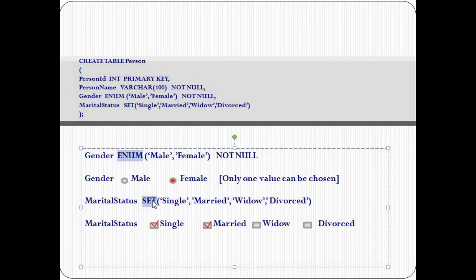But if we use the set constraint, it is possible to select multiple values out of its domain, and it is clearly indicated here. With the help of the set constraint, I am able to choose multiple values such as single and married both for the column named marital status. If I want to choose widow, I can tick here at widow, and also if I want to choose divorce, I can tick here at divorce. So the set constraint allows us to choose multiple entries from the domain.